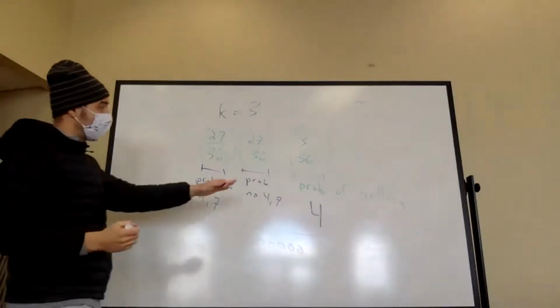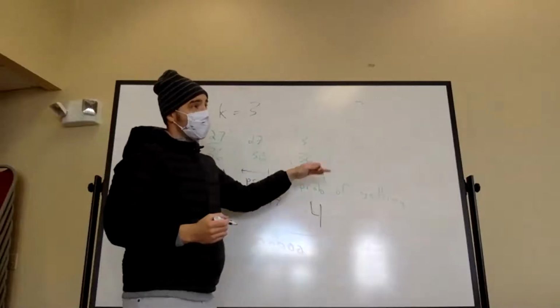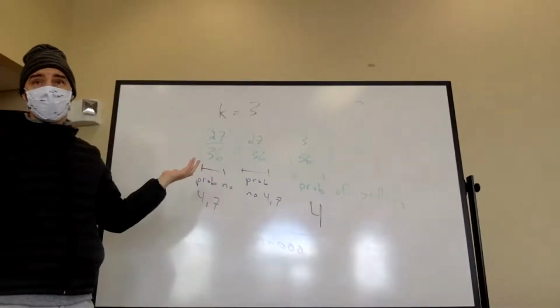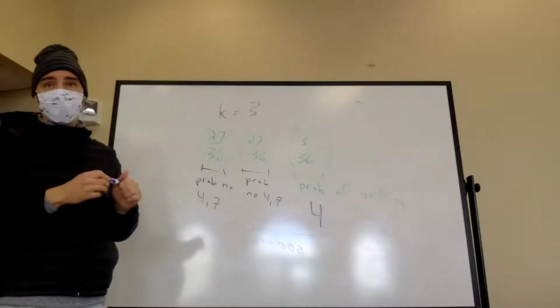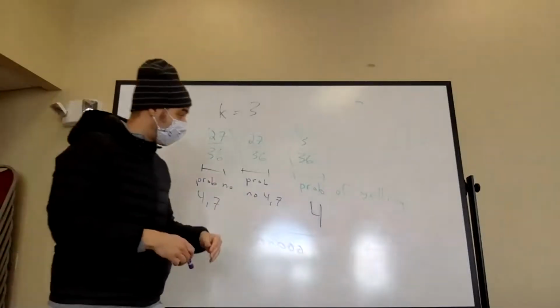So if you don't have this thing at the end, it's kind of like you're saying, oh, on my third roll, I'm like guaranteed somehow to get a 4. But on that third roll, there's no guarantee of getting a 4. You know, you have 3 out of 36 chances of getting that 4.